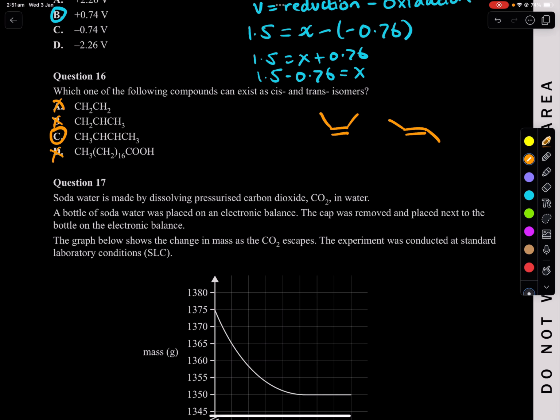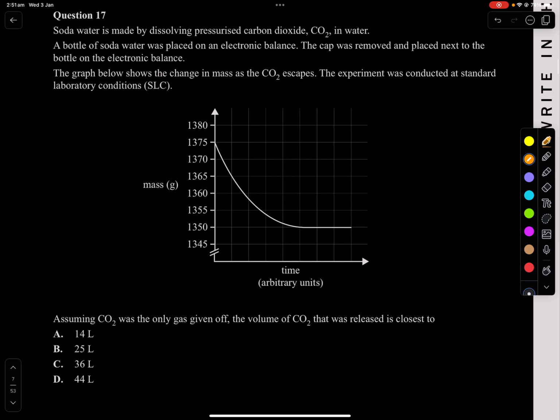So 16 is C. Question 17. Soda water is made by dissolving pressurized carbon dioxide, CO2, in water. A bottle of soda water was placed on an electronic balance. The cap was removed and placed next to the bottle on the electronic balance. So imagine we have an electronic balance here, and we have a soda bottle. Let's say this is the bottle. Not the best drawer, but it looks like this.